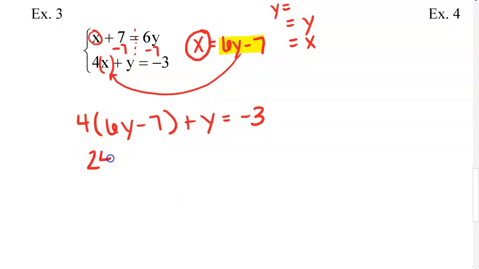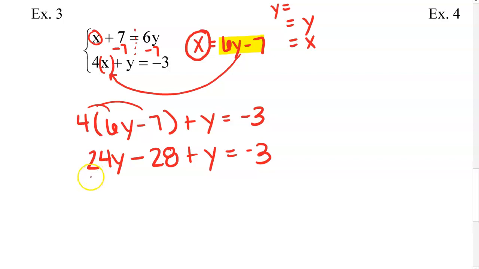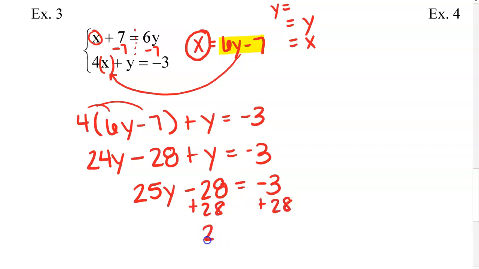I'm going to distribute. I get 24y minus 28 plus y equals negative 3. We have y terms that can be combined, so 24y and 1y would be 25y. They combine on the same side. Add 28. So 25y equals 25. Divide by 25. We get y is 1.